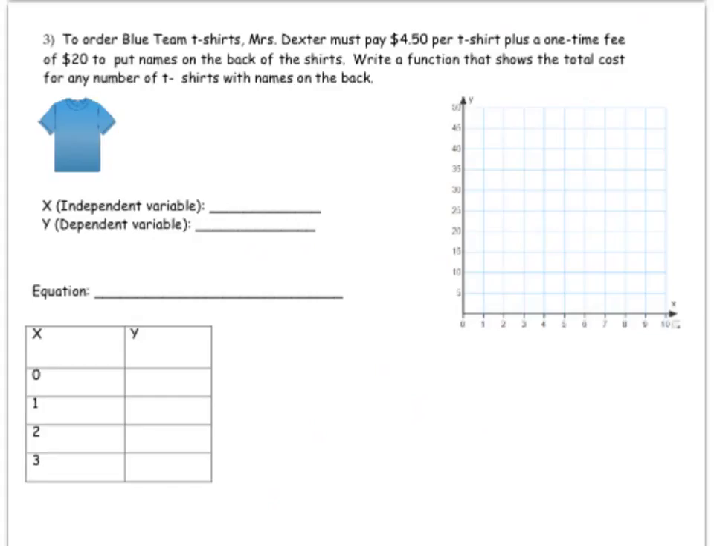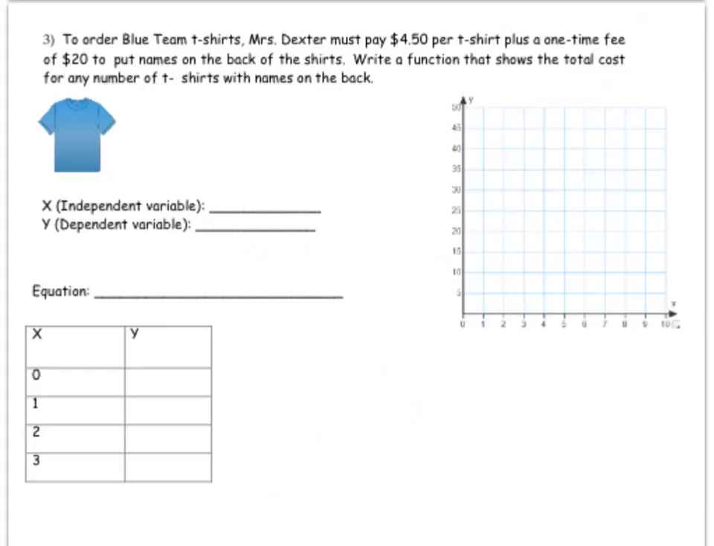Let's take a look at question number 3. If you think you can do this, pause it and write up your answers and then come back and check and see how it compares to what I'm about to do. To order blue team t-shirts, Mrs. Dexter must pay $4.50 per t-shirt plus a one-time fee of $20 to put names on the back of the shirts. Write a function that shows the total cost for any number of t-shirts with names on the back.